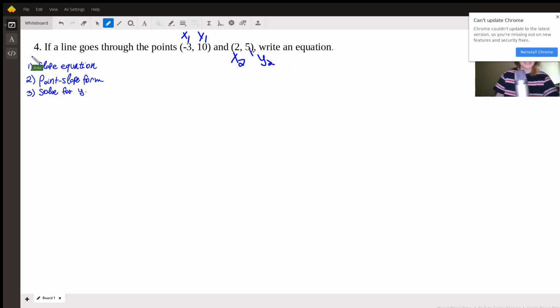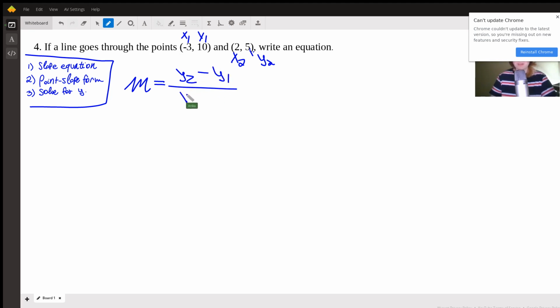And as you can see here, we have a nice layout of our 3 steps that we have to do to solve for this. So our first step is to use the slope equation. Our slope equation is going to be m equals y2 minus y1 over x2 minus x1. So to solve this, we'll just plug in our points that we just labeled.